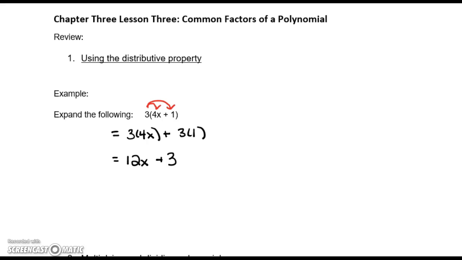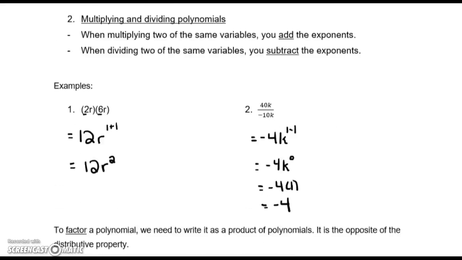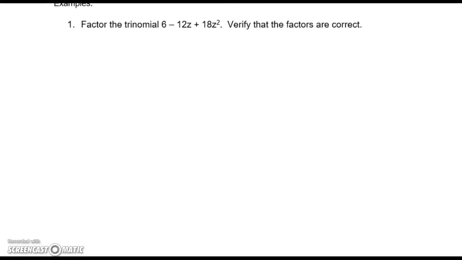So we're going to be looking at example number 2 from your notes. That's in your factoring section. So here we're going to factor the trinomial 6 minus 12z plus 18z squared. And then we're going to verify that the factors are correct.